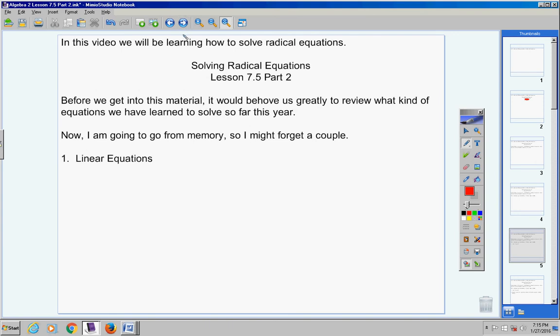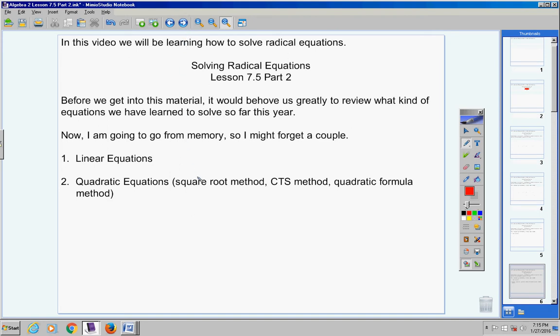Obviously, we start off with linear equations. Those are really easy. Then we solve quadratic equations. Remember, we learned 3 methods: square root method, complete the square method, and the quadratic formula method. We learned how to solve absolute value equations, something like this. And we learned how to first isolate the absolute value, and then from that write 2 different equations and get out 2 different answers. By the way, I did not expect you to write all this down.